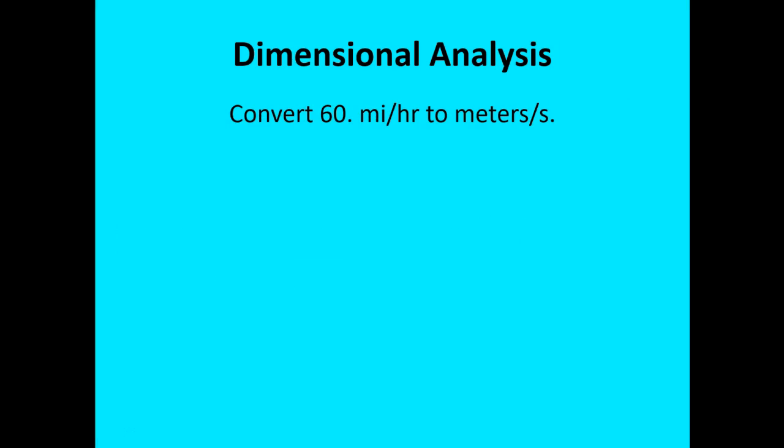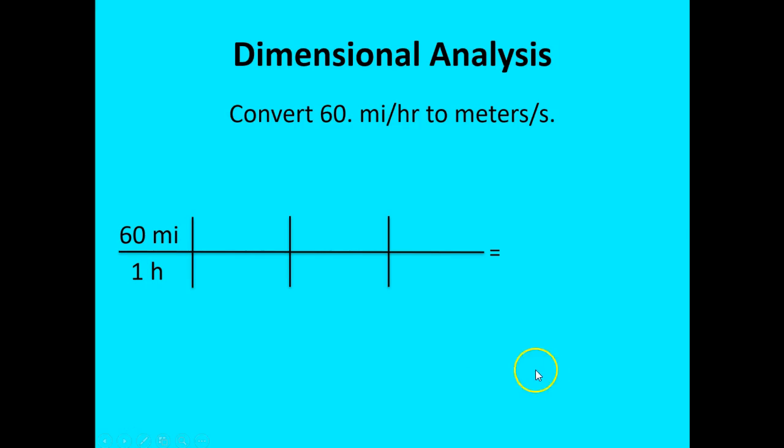Okay, now let's try another one. Convert 60 miles per hour into meters per second. Okay, so I am given 60 miles per hour. Now I'm wanting to do a couple things. I'm wanting to convert miles into meters, and I'm wanting to convert hours into seconds. So miles into meters in the numerator, hours into seconds in the denominator. So first, again, I'm going to set up the units before I put in the numbers. I'm setting up meters on the top because I want to keep meters in my numerator, miles on the bottom so that they'll cancel out.